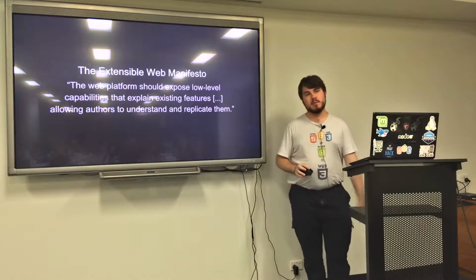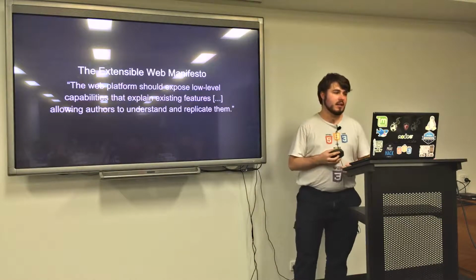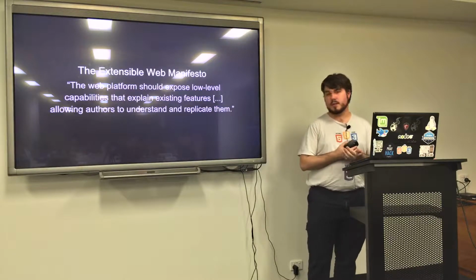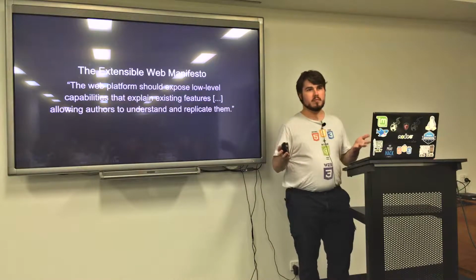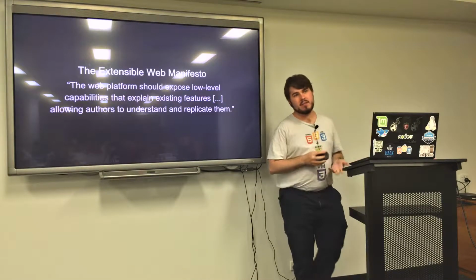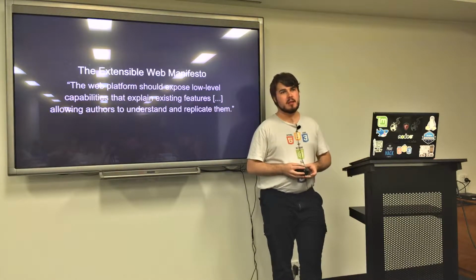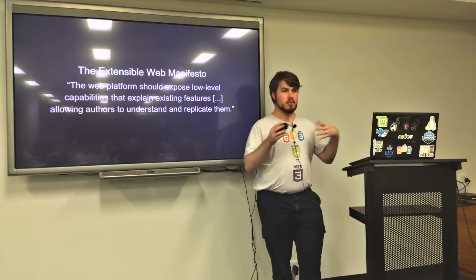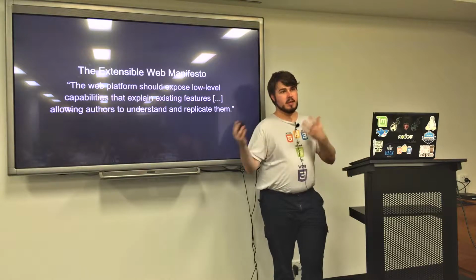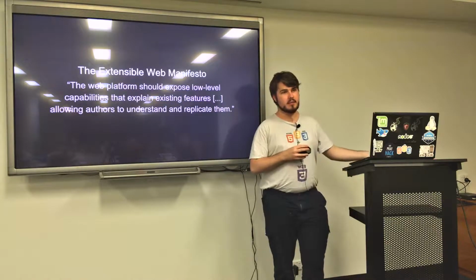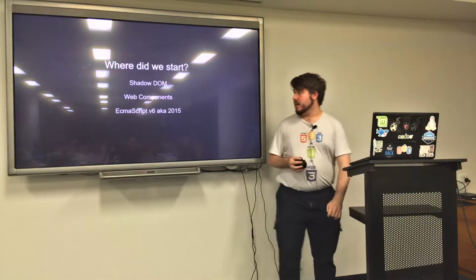So the Extensible Web Manifesto, which I'm sure most of you are aware of: web platforms should expose low-level capabilities that explain existing features and allow authors to understand and replicate them. So JavaScript, this has been happening for a really long time. We're all comfortable with it. CSS, on the other hand, we have to kind of wait for the browser vendors to do stuff about it. So this is where Houdini really steps up the game, and we can start actually developing new CSS features to work on our products, and allows us to implement things like Flexbox miles ahead of the browser vendors actually getting around to doing it. So that's the main reason why Houdini is really important.